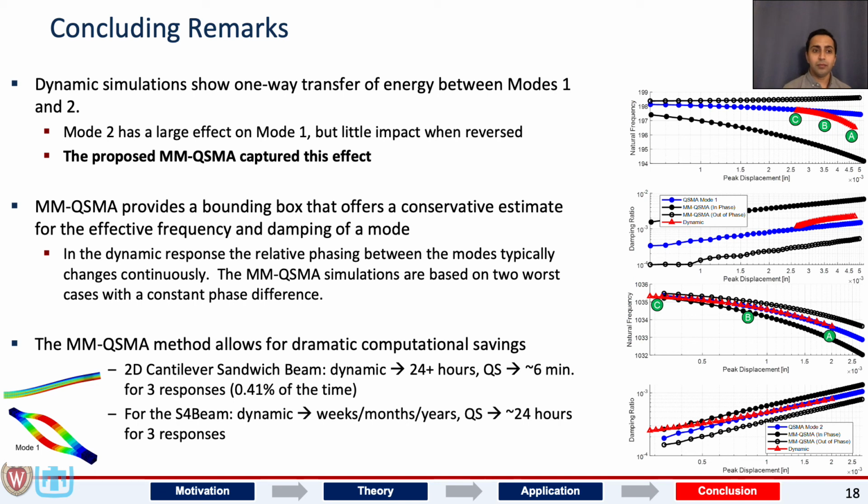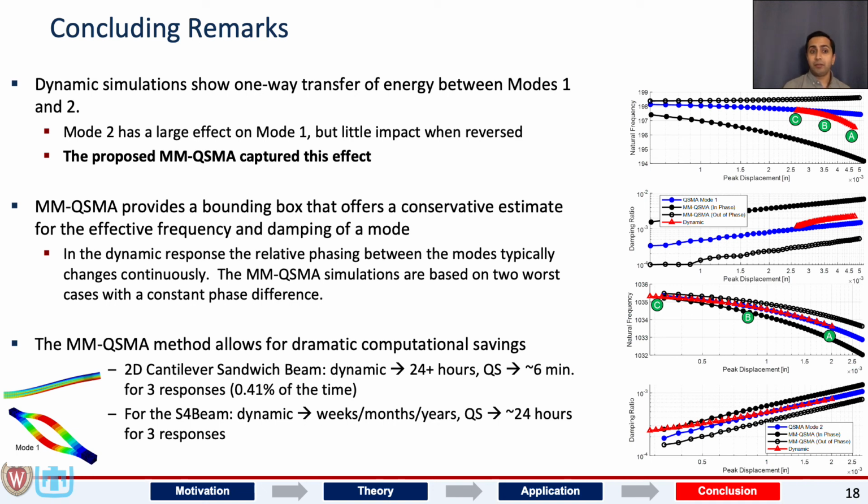For multimode QSMA, it's important to note that these bounding boxes have a constant phase, so if we force it 10-to-1, it will remain 10-to-1 throughout the entire amplitude range. However, for a dynamic response, this phasing changes continuously, whereas we saw mode 1 or mode 2 was dominant, then became subdominant later on in the time history. This MMQSMA offers a worst-case scenario, conservative estimate with a dramatic reduction in computational costs.